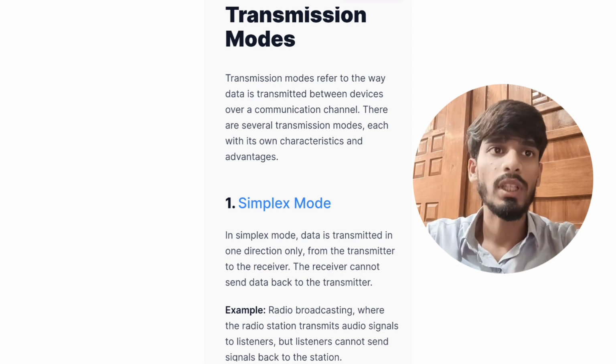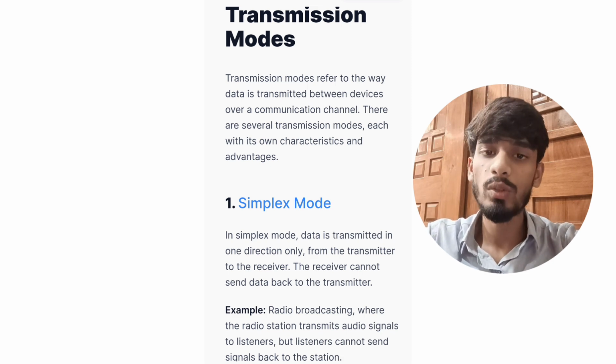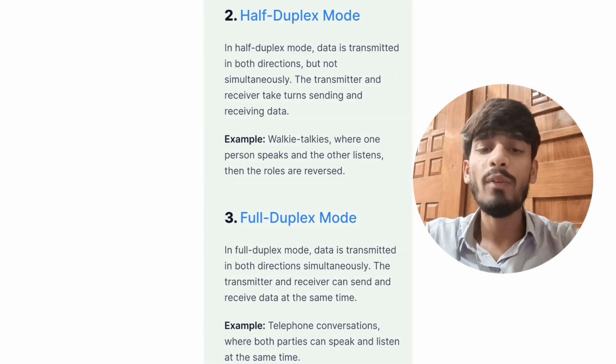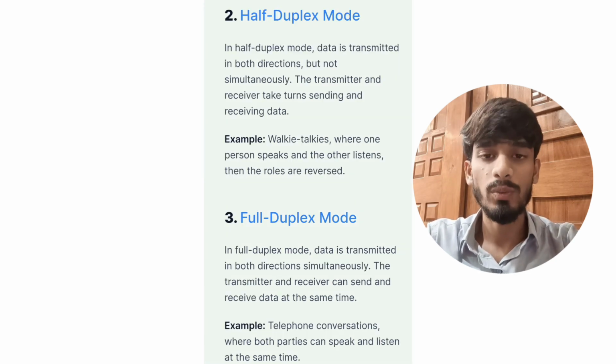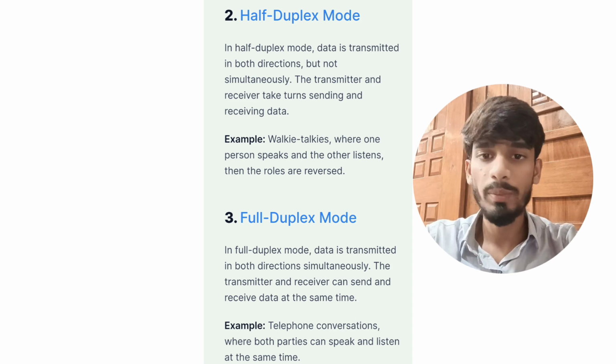Example, radio broadcasting, where the radio station transmits audio signals to listeners, but listeners cannot send signals back to the station. Half duplex mode. In half duplex mode, data is transmitted in both directions, but not simultaneously. The transmitter and receiver take turns sending and receiving data. Example is walkie-talkies, where one person speaks and the other listens, then the roles are reversed.